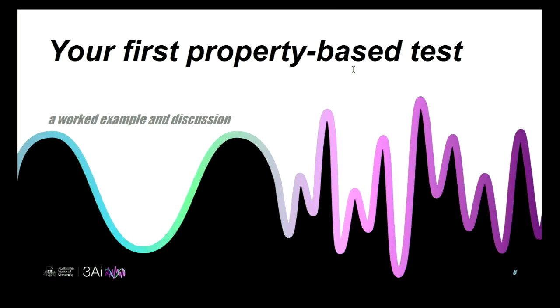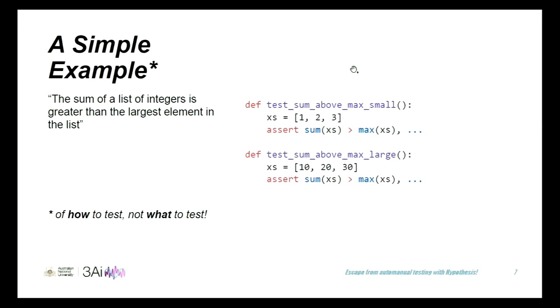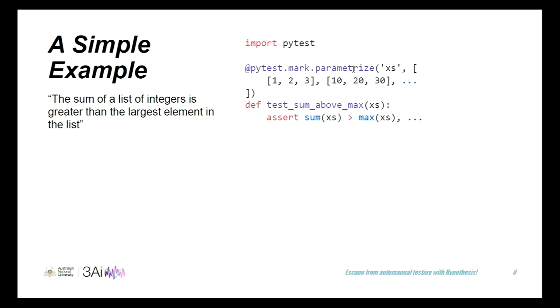So property-based testing is a kind of generative test. The idea being that you have a general property of your code which should hold for any range of inputs. There's some kind of valid input, and if you can describe that, you can have a property-based test. So we're going to start with a simple example. Let's imagine, for the sake of the example, that you want to test that the sum of a list of integers is greater than the maximum. I know this is a stupid test. The idea is how you write it, not what you're testing.